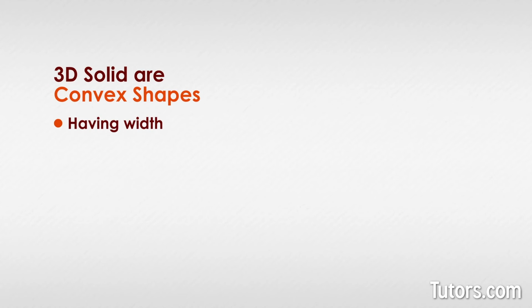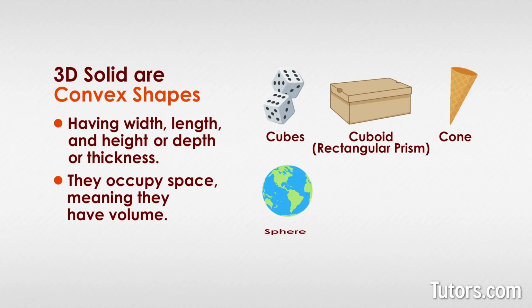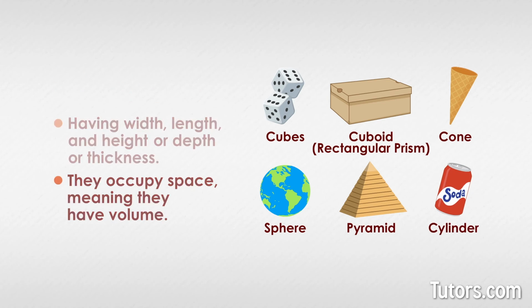3D solids are convex shapes having width, length, and height, or depth or thickness. They occupy space, meaning they have volume. You are familiar with many models of these 3D shapes, and here are some examples. Many other 3D solids exist too.